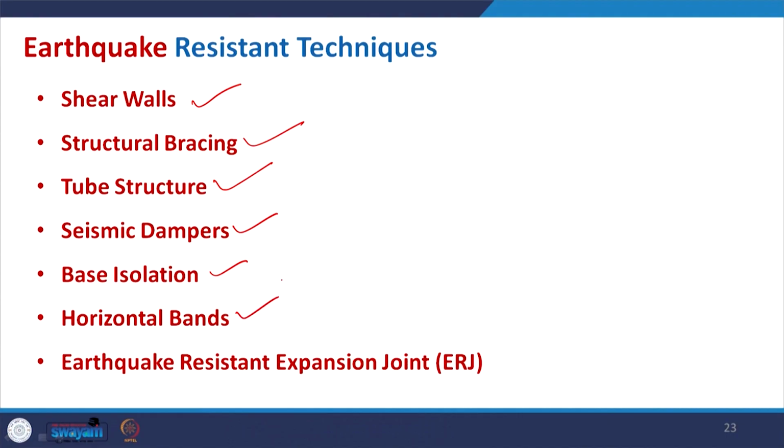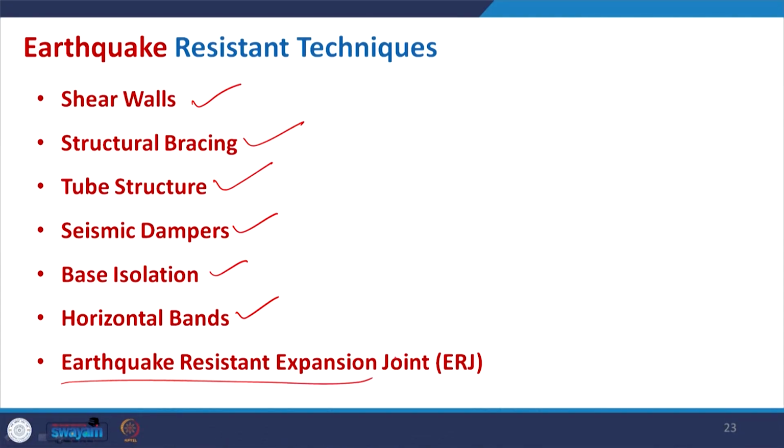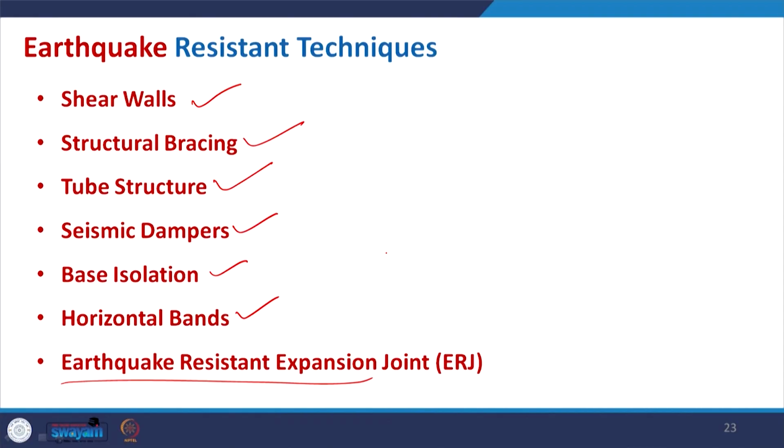The horizontal band is also a low cost solution, where different beams are provided at different levels, at the sill level and lintel level. And then we can also go with the earthquake resistant expansion joint, where two buildings are very close to each other, or a structure is too large. In order to give a joint between them, we can use it. This is used for buildings, and it may also be used for bridges to save the bridge during the shaking of the earthquake. So, we will quickly go one by one and try to understand what exactly it is.